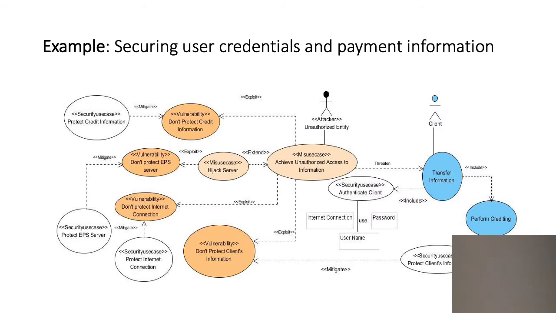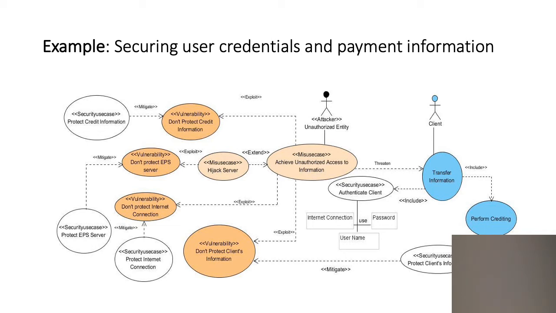For example, let's consider a system that is used for securing user credentials and payment information in a typical web application. The actors in blue is the real client we need to service, while the actor in black is the unauthorized entity or the attacker. The use cases in white are security use cases.